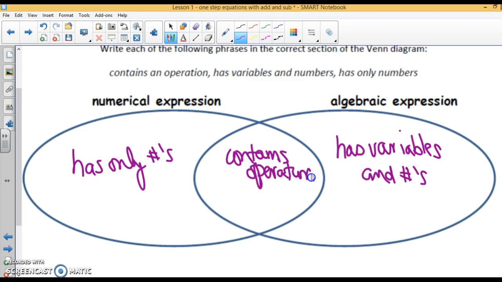So a numerical expression will be something like this: 7 times the quantity 3 plus 2. That's a numerical expression. An algebraic expression will be something like this: 7 times the quantity 3a plus 2. That's algebraic because it has a variable.